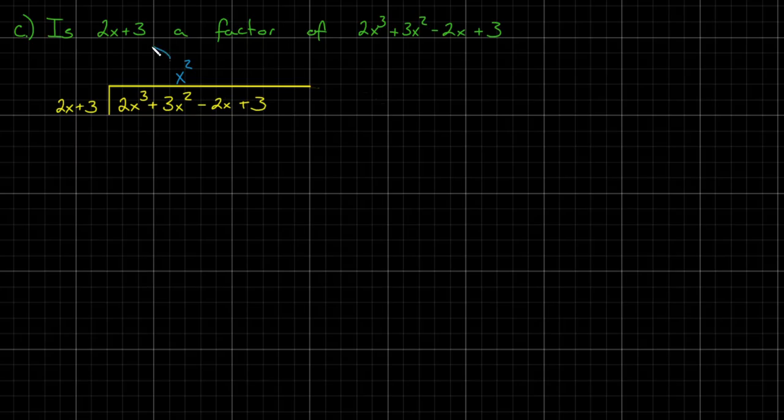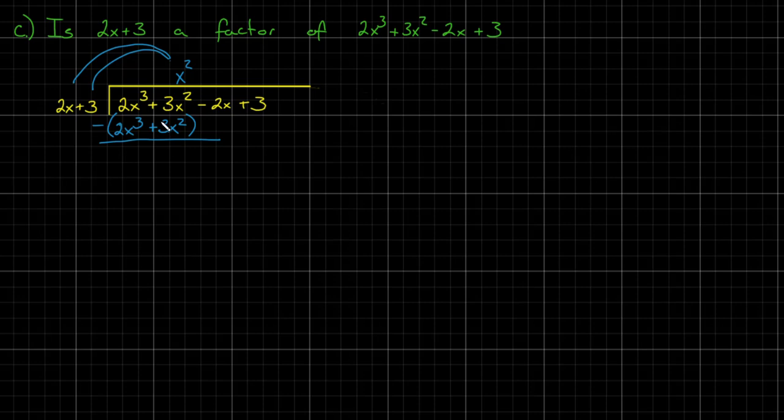Okay, so check it out. We distribute. And I'll keep these lines here for this one. And let's check. What's x squared times 2x? 2x cubed. What's x squared times 3? So here they are. And what do I do with them? We subtract.